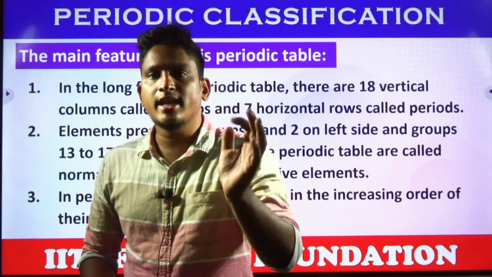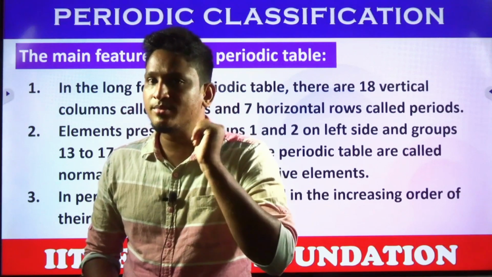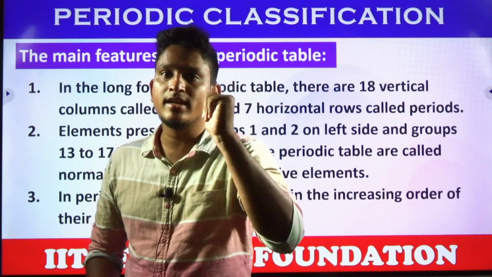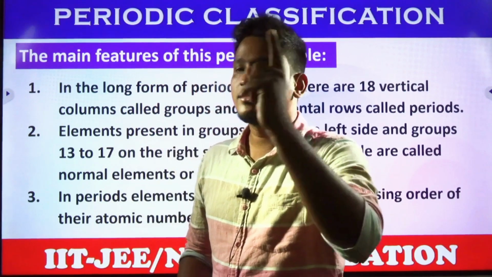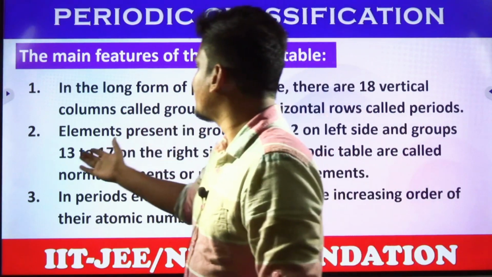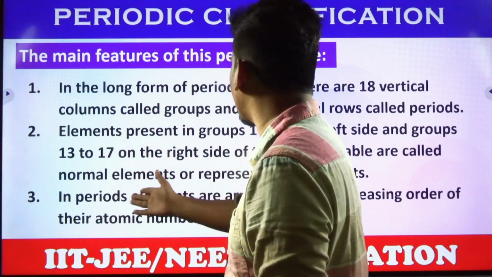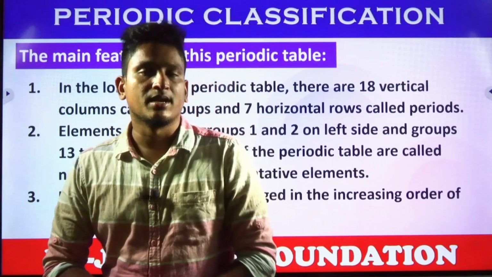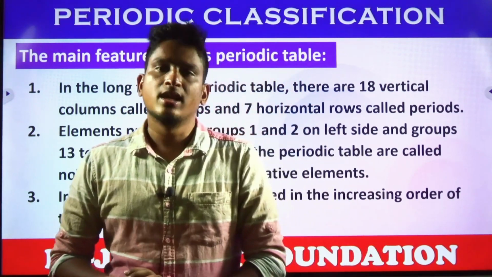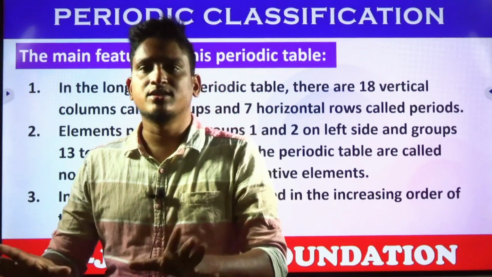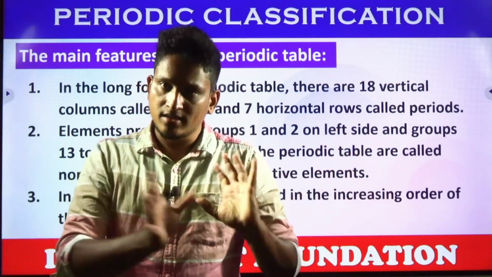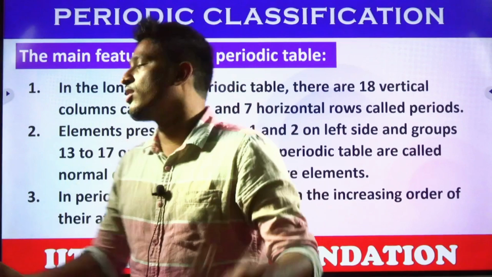Answer: the elements in the same period or same group show similar property. Same period or same group? Same group, remember. Why? Because they have similar valence shell configuration, right? So next, elements present in group 1 and 2 on the left side and group 13 to 17 on the right side of the periodic table are called normal elements or representative elements. That means simply s block elements and p block elements except noble gases are called representative elements, meaning main elements or normal elements. Generally, for example, nitrogen gas, oxygen gas, this oxide, that oxide, all are found in these blocks only. That's why they are called representative or normal elements.